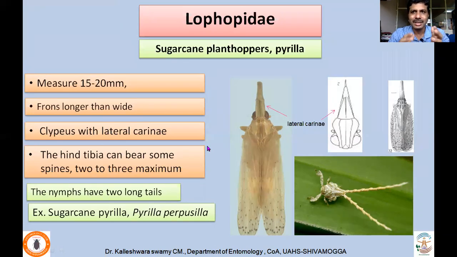So why I am telling this comparable character: with one or two characters you can distinguish two or three families. That's how it becomes very easy to remember. The hind tibia can bear some spines, especially two to three spines, which is again a comparative character with Eurybrachidae, another planthopper family. The nymphs have two long tails. You can see here, this is the nymph, very characteristic, extended like filaments. Sugarcane pyrilla, Pyrilla perpusilla, is a very important pest in sugarcane.